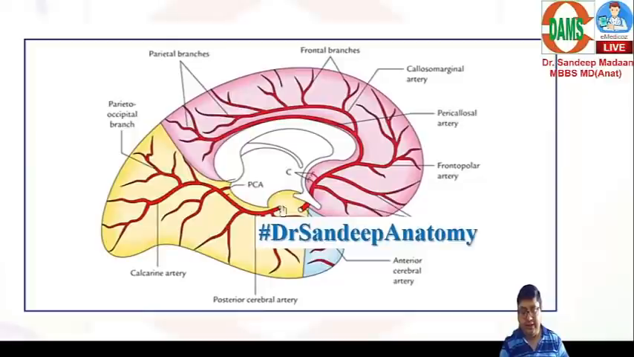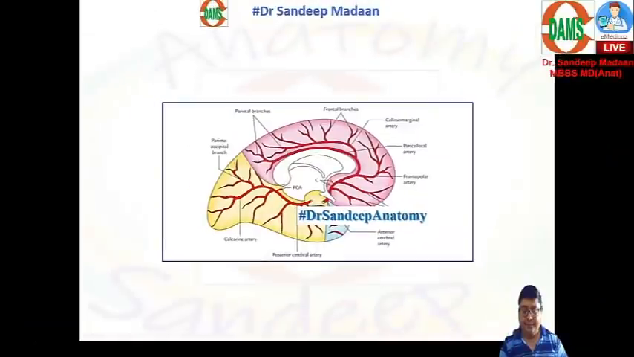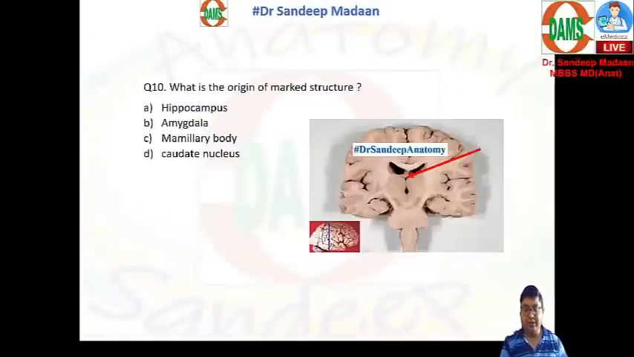You can see this is the splenium and it is supplied by this pericallosal artery which belongs to the anterior cerebral artery, and this is the posterior cerebral artery which is also giving branches to the corpus callosum. So the obvious answer to this question is anterior cerebral artery and posterior cerebral artery, ACA and PCA are the supply. Okay, now moving on to the next question.